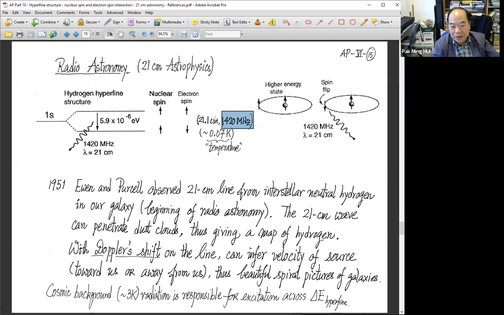This is a megahertz, 21 centimeter line, or in eV something like that. Okay, now many of you are learning thermophysics. Turn it into a temperature, it is 0.07 Kelvin. And you know, from the Big Bang, as the universe expands out there, there's a 2.7 K background.